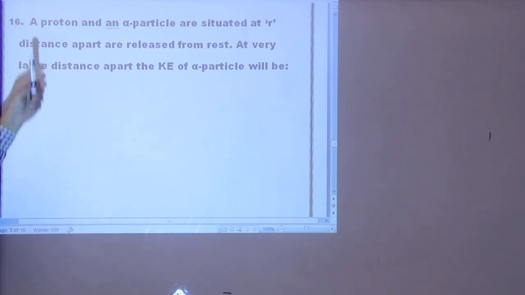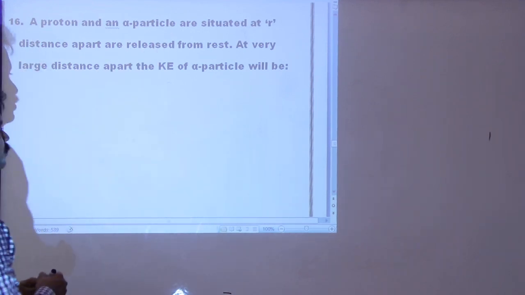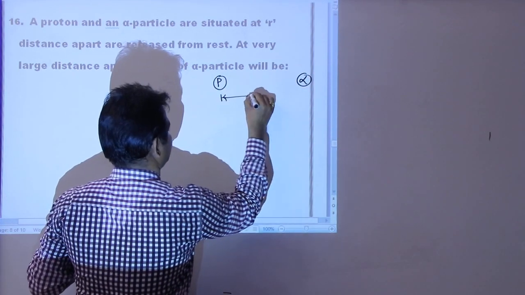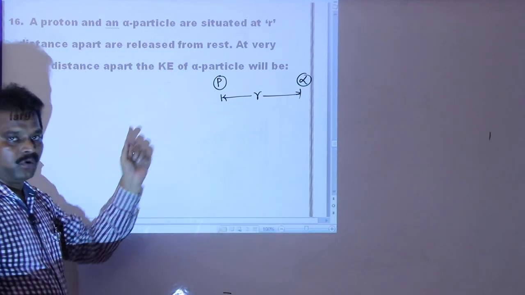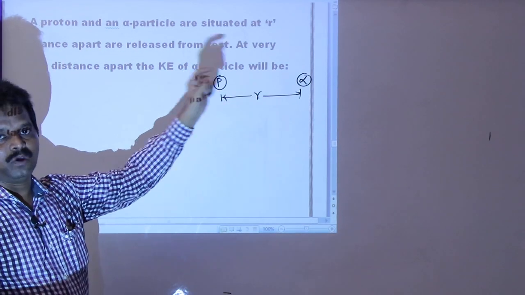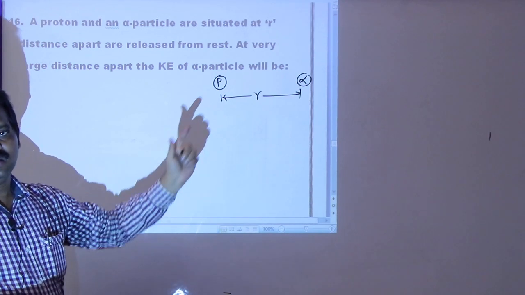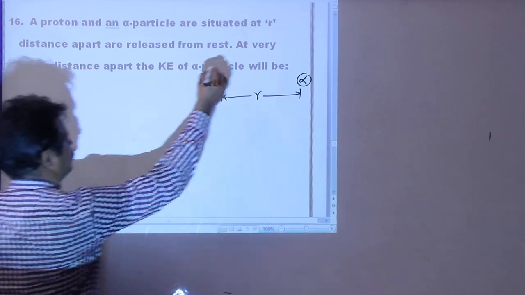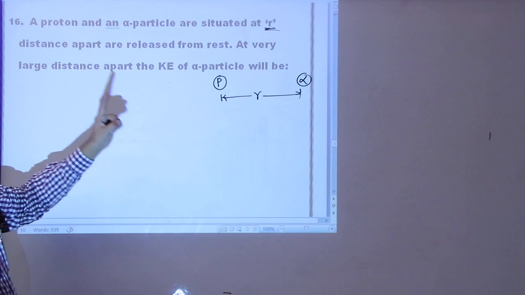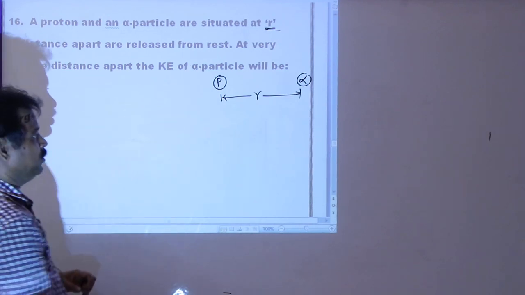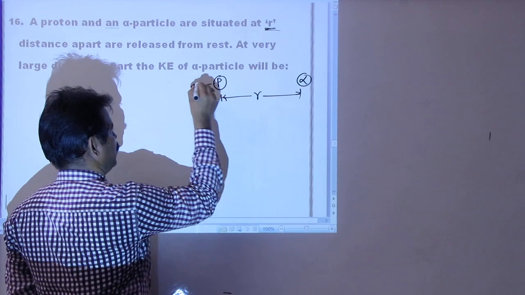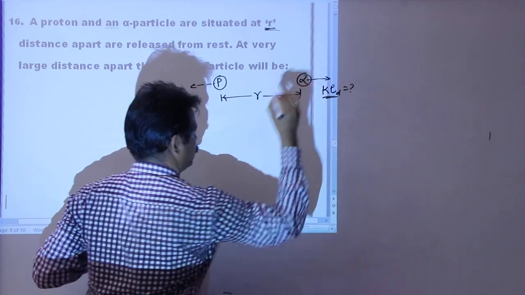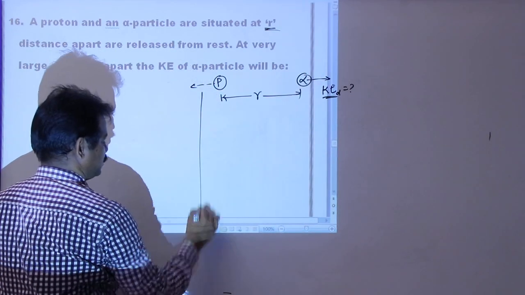For number 16, a proton and an alpha particle are situated a distance r apart and released from rest. So this is a proton and this is an alpha particle. Initially they are at a distance r. Remember, proton is a positive charge, alpha particle is also a positively charged particle, a doubly ionized helium. Initially they are at a very large distance apart. Due to the repulsion, this will move away, this will also move away. They are asking the kinetic energy of the alpha particle.